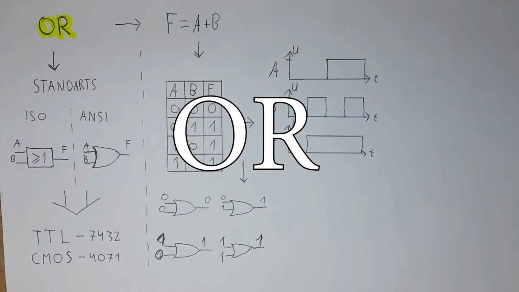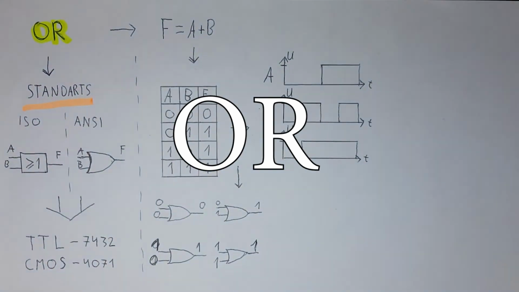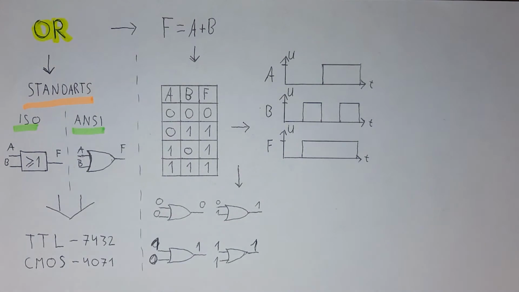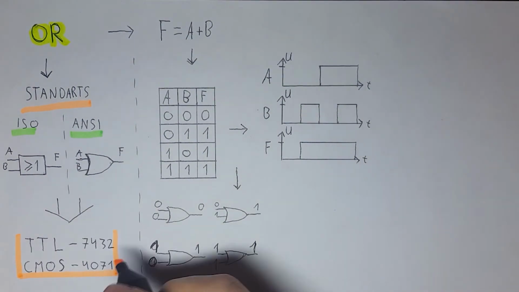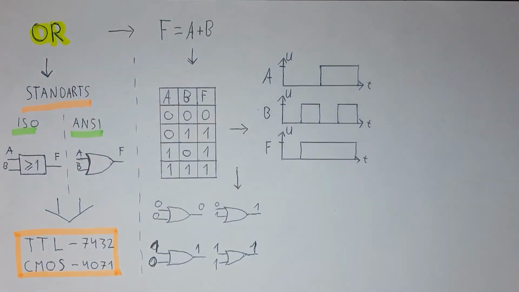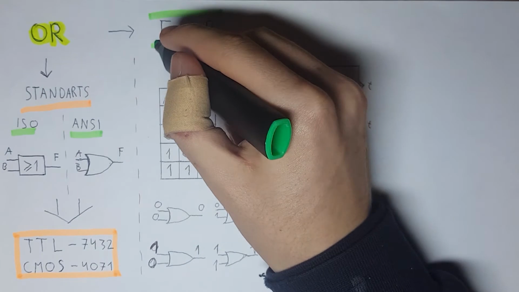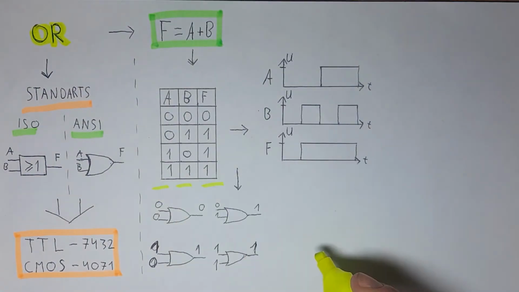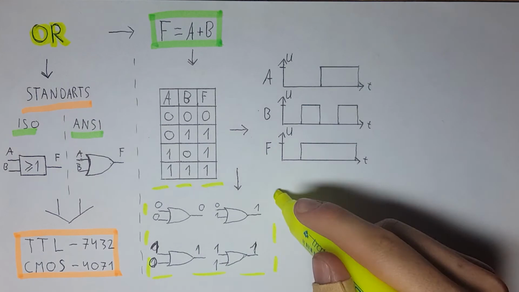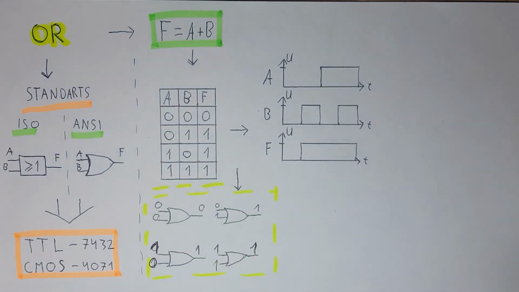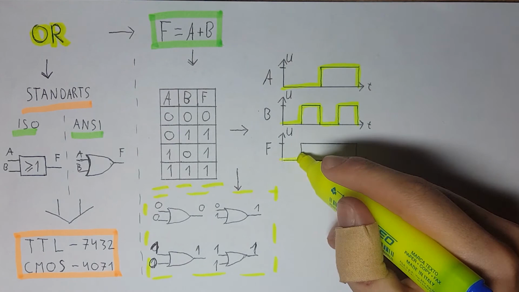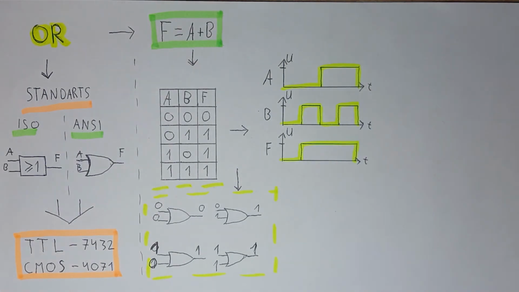OR logic gate. It has 2 inputs and 1 output. If searched, you can find them by 7432 as TTL and 4071 as CMOS. Looking at the formula, we can see that the output is equal to the sum of both inputs. So if either one of the inputs is 1, high level, the output is also 1, and if both inputs are 0, the output is also 0.